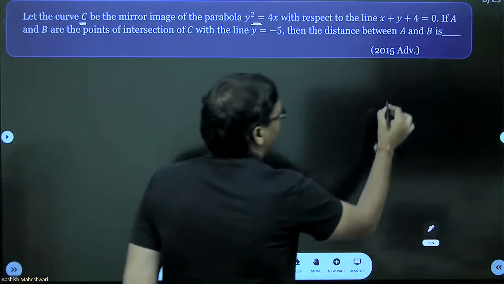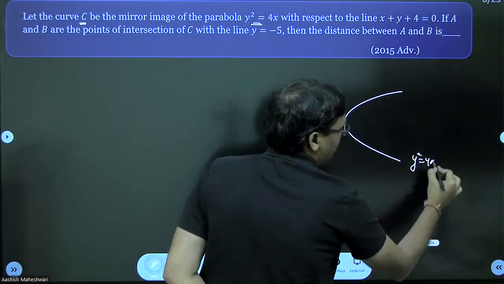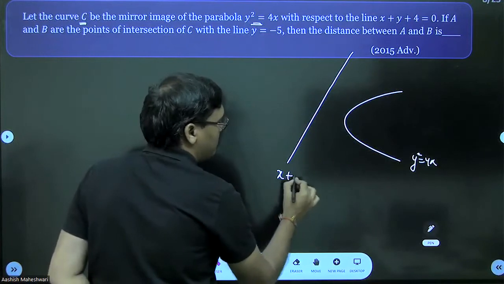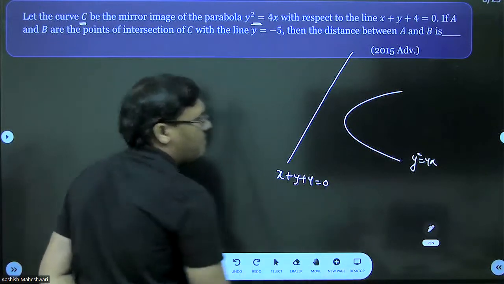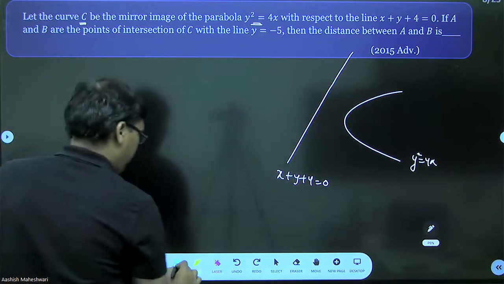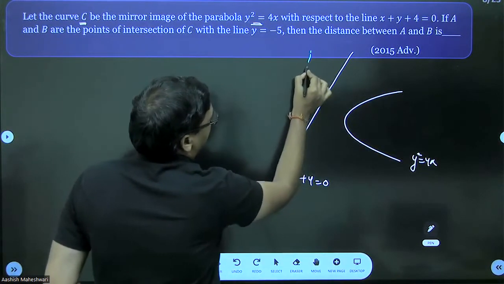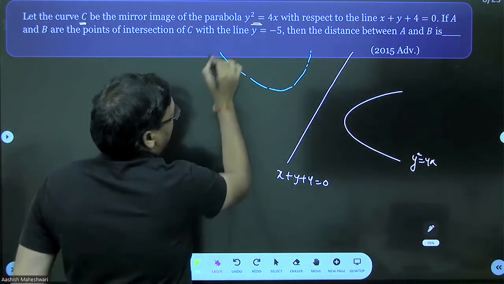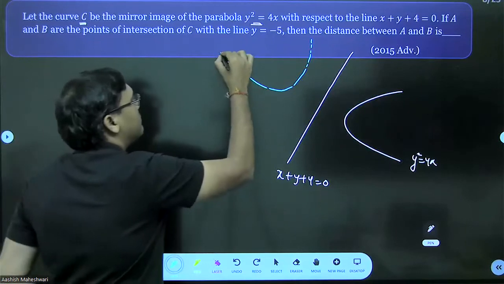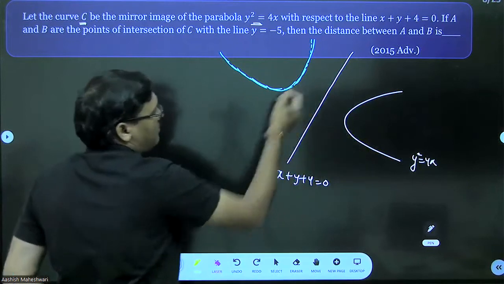So this is the parabola. Let's say y square equal to 4x. This is the parabola y square equal to 4x. And let's say this is the line x plus y plus 4 is equal to 0. Now it is given that C is the mirror image of this. Okay, so let me draw a rough sketch here. If I try to draw a rough image, it will be something like this, a rough sketch, right? This is the mirror image of this parabola about this line.